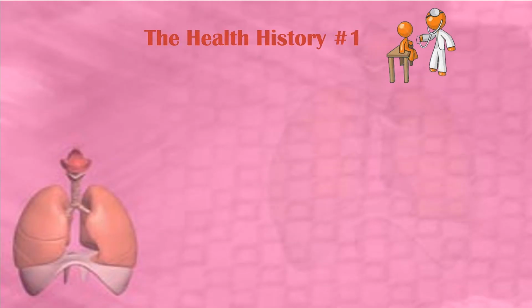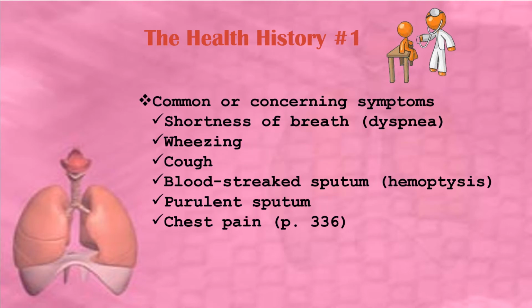Moving on to the health history. So you have to take note of the following common concerning symptoms. You have to check if there is shortness of breath or termed as dyspnea. Okay. So you have to check for the onset, kung meron man, no? When did you first feel the shortness of breath? For example, did anything bring on the shortness of breath?